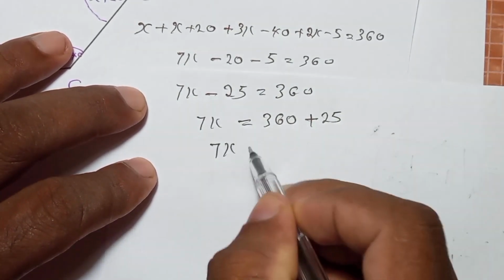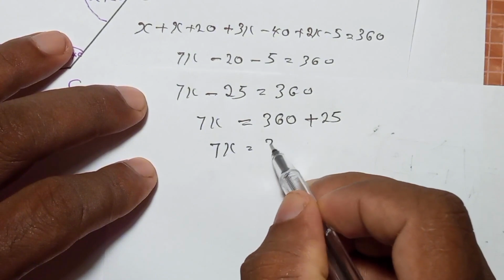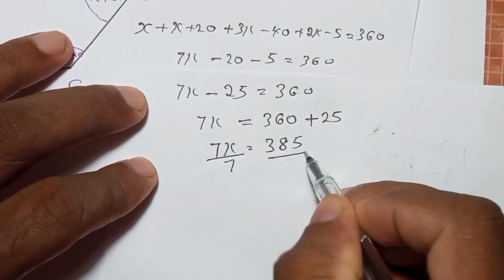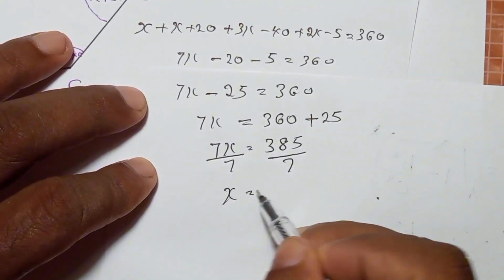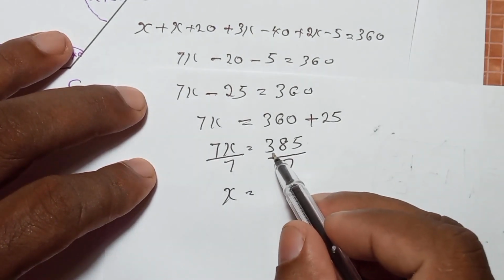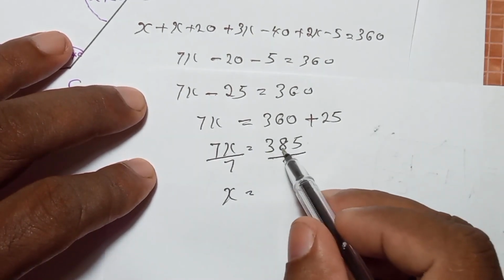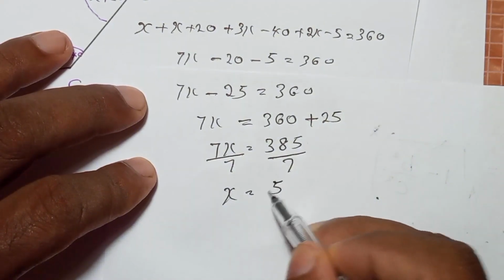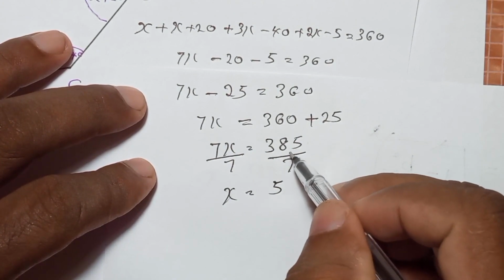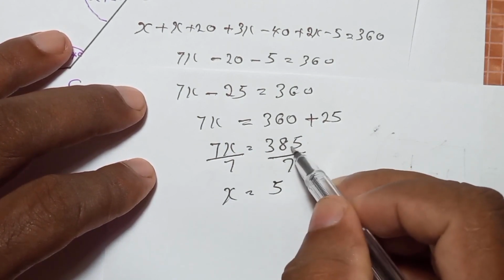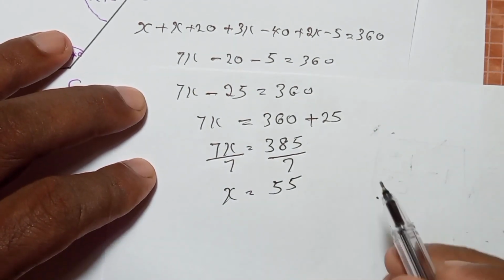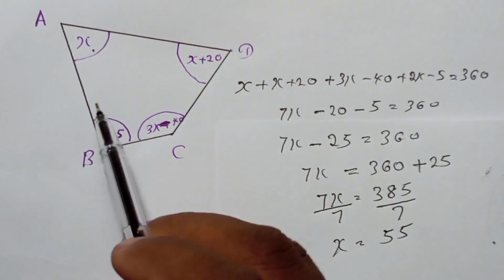Now here 7x, and here when you add together, it will be 385. Now we need to divide both sides by 7, right? So x equals, how many 7s are there in 38? It will be 5. 7 times 5 is 35, no? So 3 remain. When you put here again 5, it will be 35. In 35, how many 7s? It is 5. Okay, 55. x is 55.